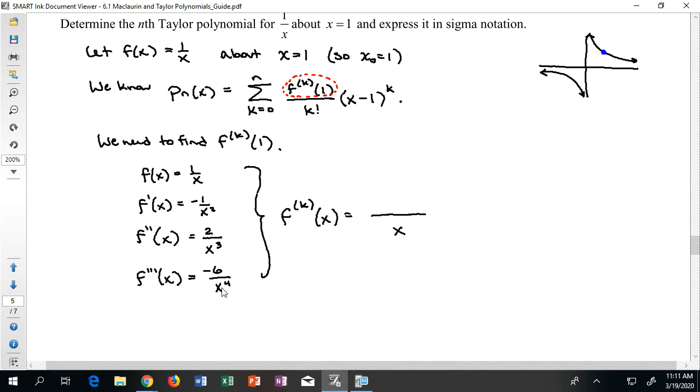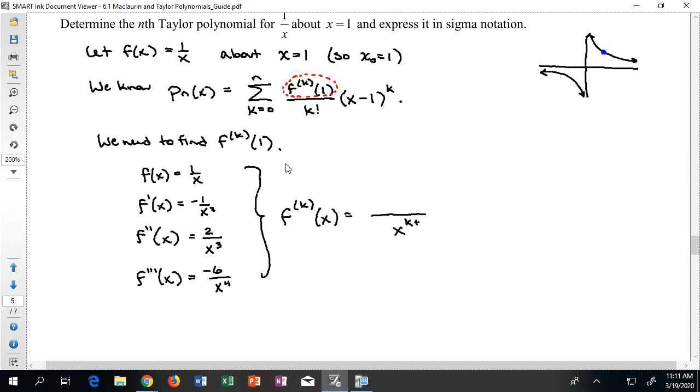Notice if I'm on derivative 3, I get power 4. Derivative 2, I get power 3. Derivative 1, I get power 2. And no derivatives, I get power 1. Could you guess then what I might want to use as my power if I was on derivative k?